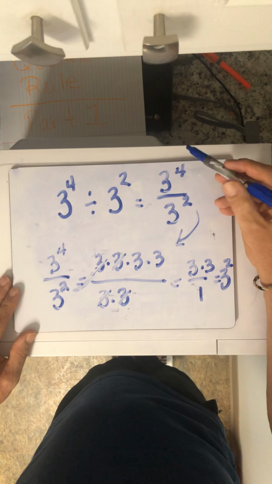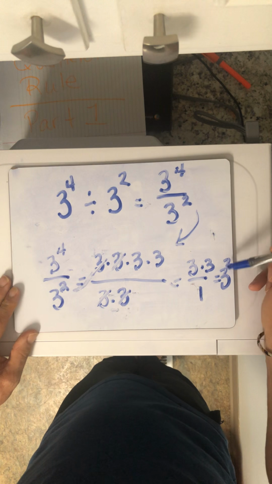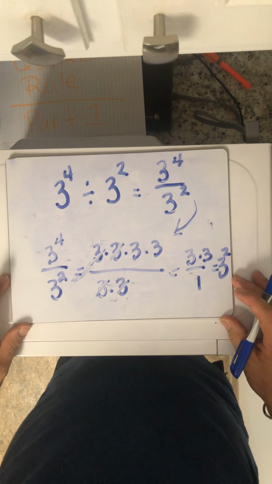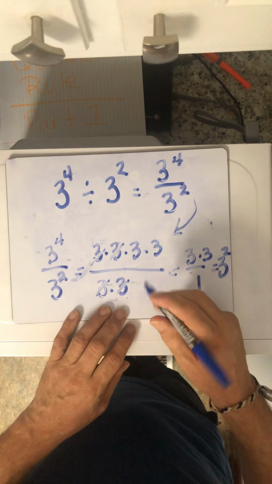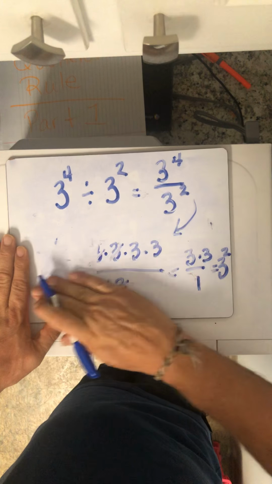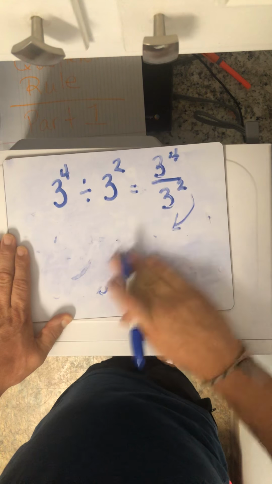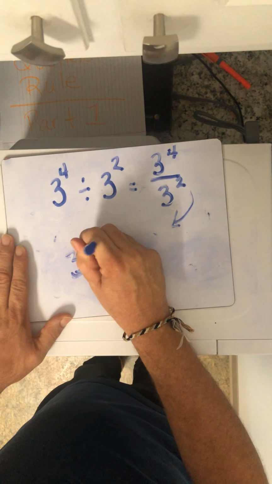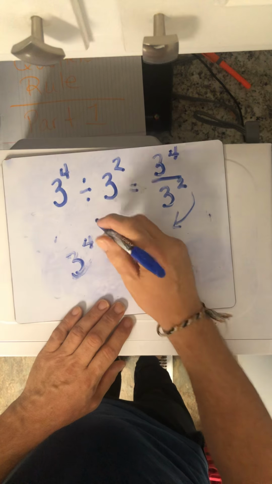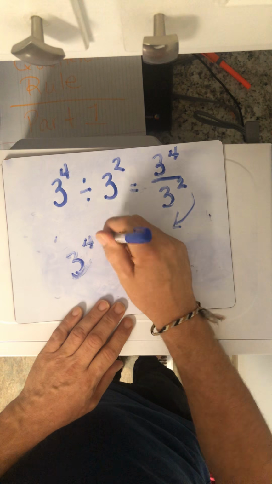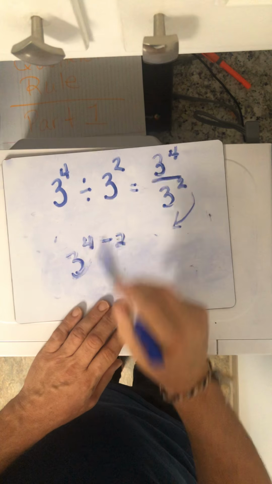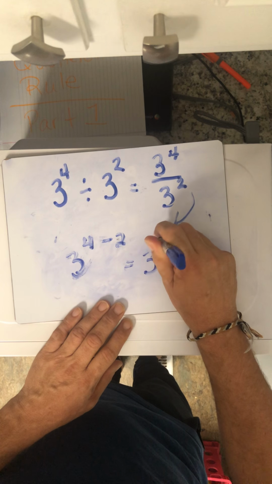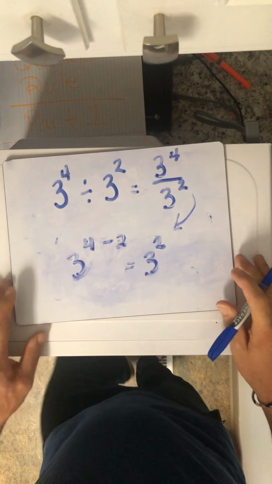If you go back and look where we started, 3 to the 4th over 3 squared, we get 3 to the 2nd power. That just shows us why our quotient rule works. What we could have easily done there, because we got 3 to the 2nd power as our answer, is just say 3 to the 4th power minus 2. Because our bases are the same, we're just subtracting, and we still get 3 to the 2nd power.